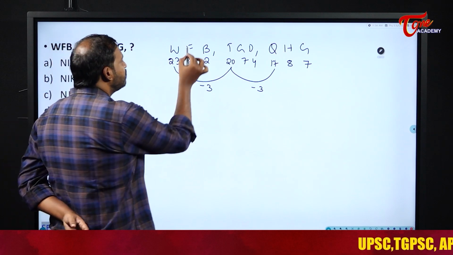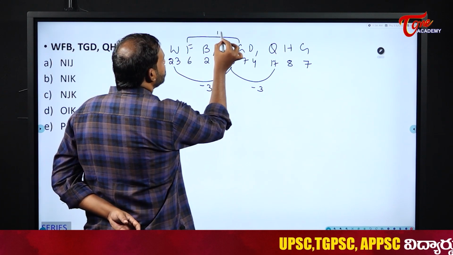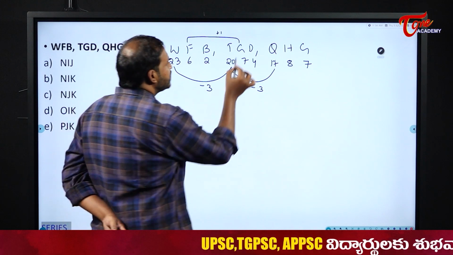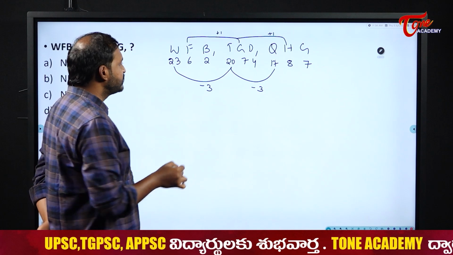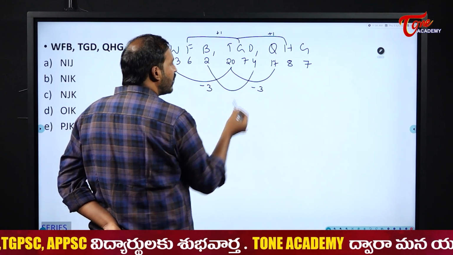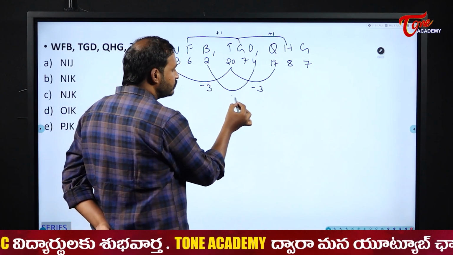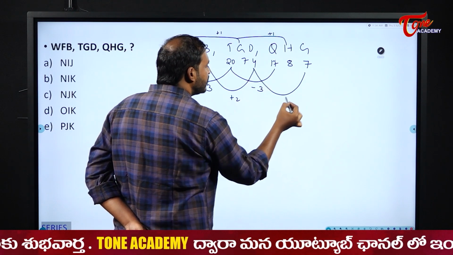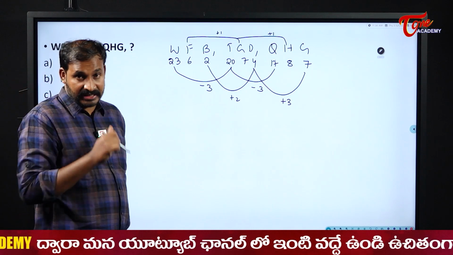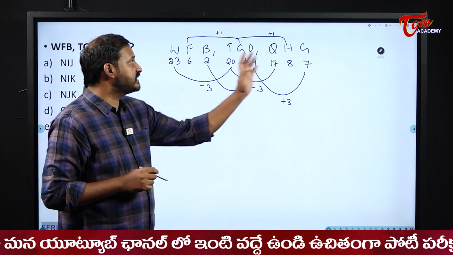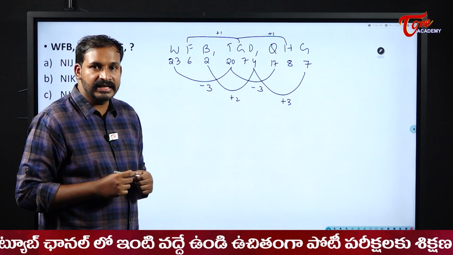When it comes to the second one, plus 1, right? 6 to 7. Next, 7 to 8, plus 1. Next, when it comes to the third one, 2 to 4, what is happening here? Plus 2. From 4 to 7, what is happening here? Plus 3. Right? So now it is increasing in an order.